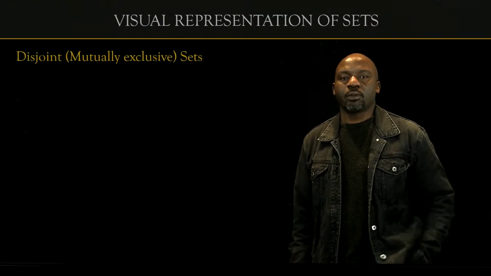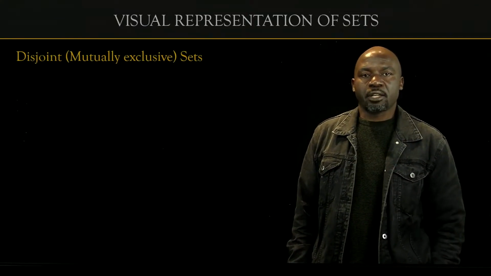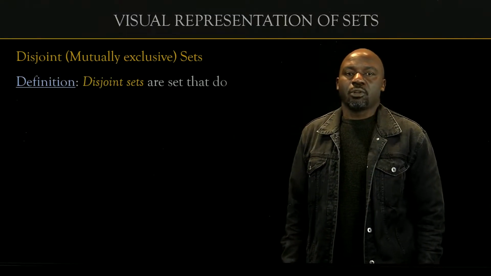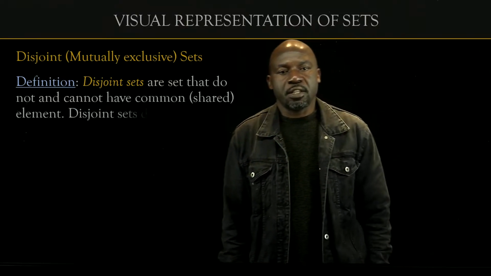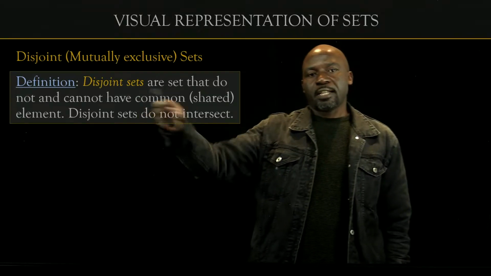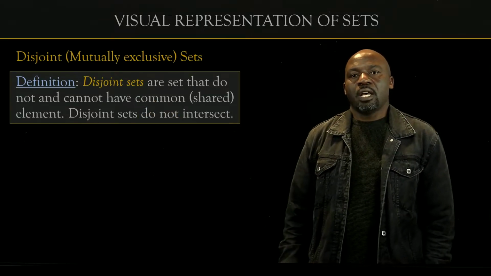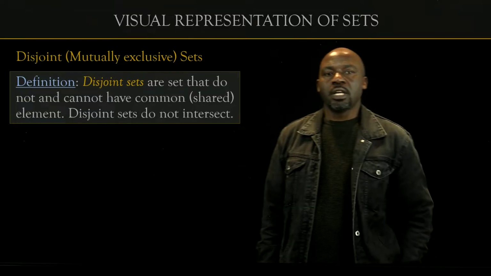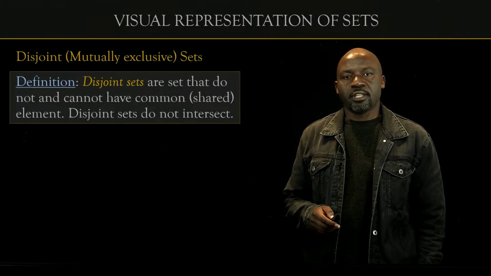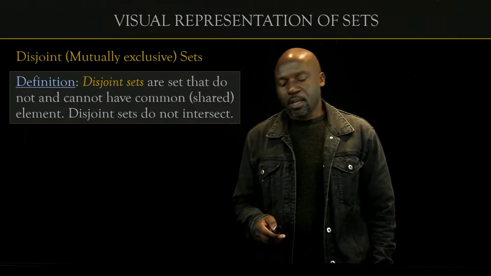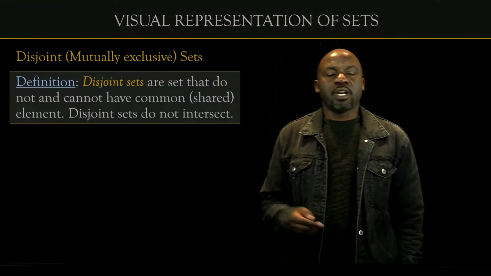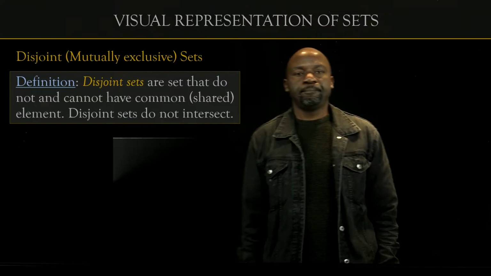All right, next let's look at what we mean by mutually exclusive sets, or sometimes called disjoint sets. Okay, so by definition, two sets are disjoint if they do not have any intersection. So disjoint sets are sets that do not and cannot have common or shared elements. Okay, so these disjoint sets do not intersect, which is to say also that the number of elements in the intersection must be 0 since they do not intersect.